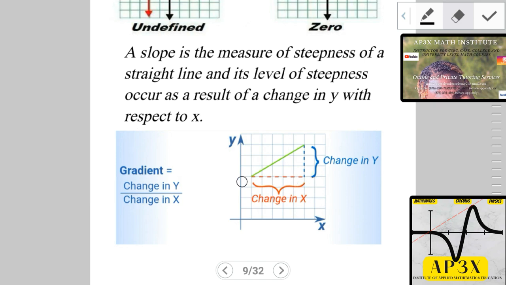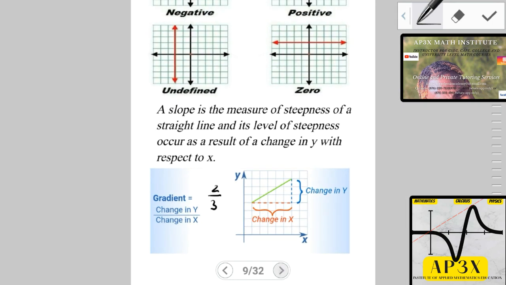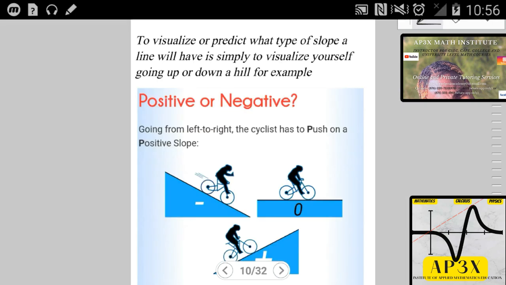And that is how we measure our gradient. So basically, let's say that we end up with a gradient of, for example, 2/3. What this really means is that for every 2 units you move the line up along the y-axis, there's going to be a change in 3 units on the x-axis. That's basically what it means, but we're going to get into that in a moment, guys. Everything will become clear.